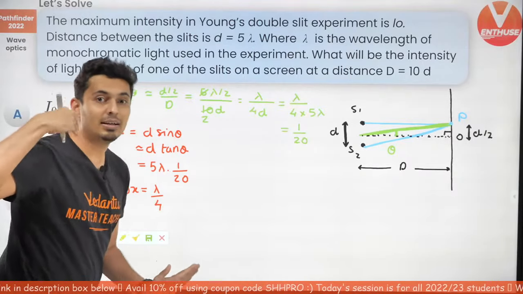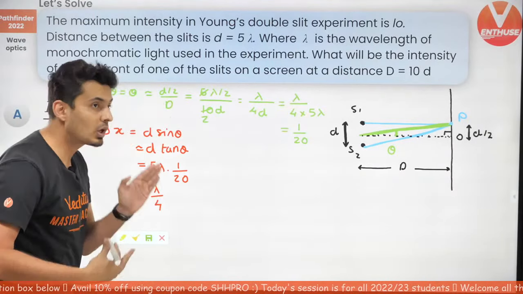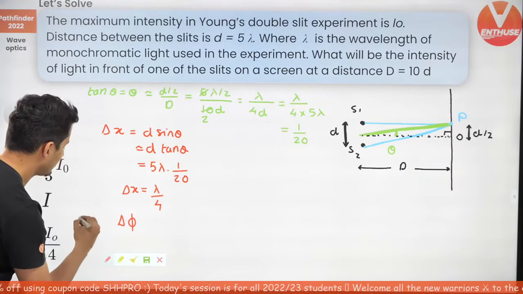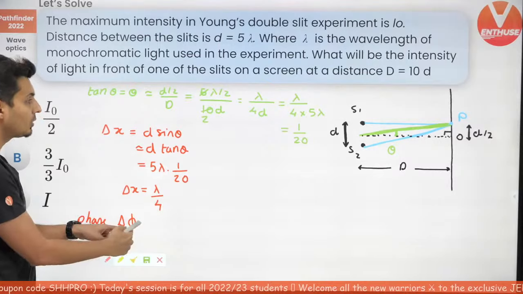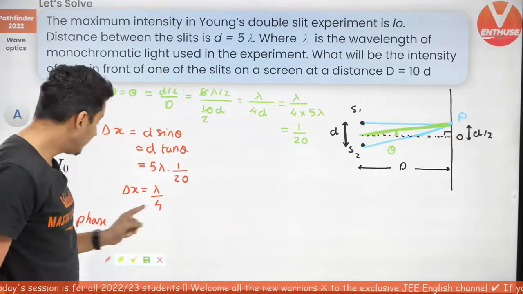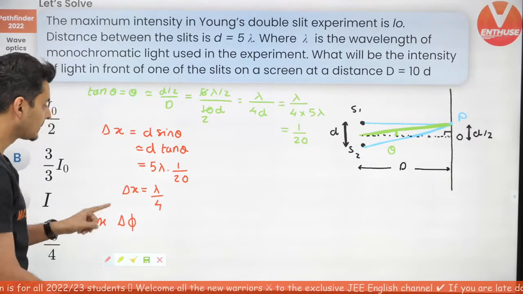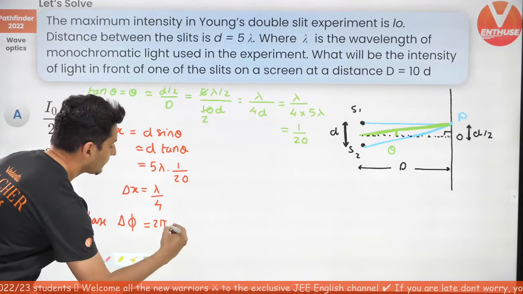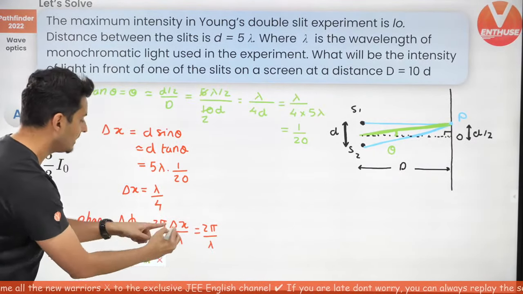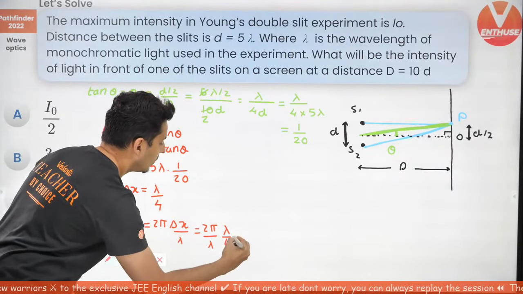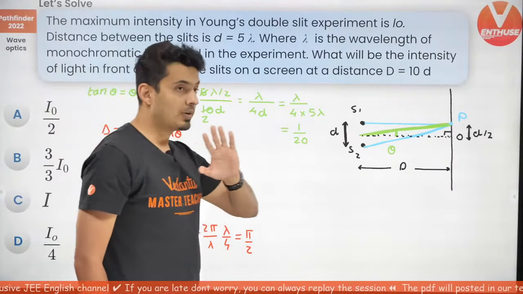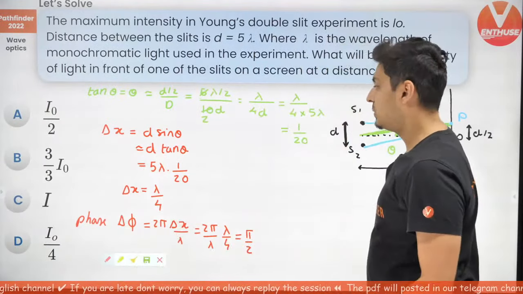From delta x, find out phase difference, because only then you can find out the intensity. So this is phase difference. This is not to be confused with this theta. This theta is the actual angle. Phi is the phase difference angle. So this is 2 pi into delta x divided by lambda. So 2 pi by lambda, delta x is nothing but lambda by 4. So this is going to be pi by 2. Perfecto. So we got the phase difference as pi by 2.